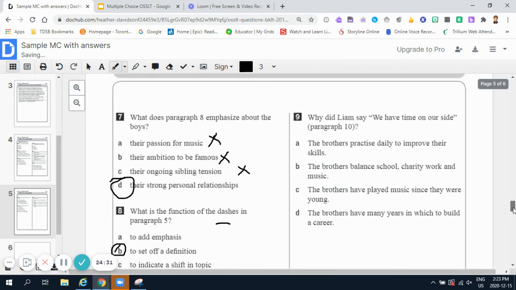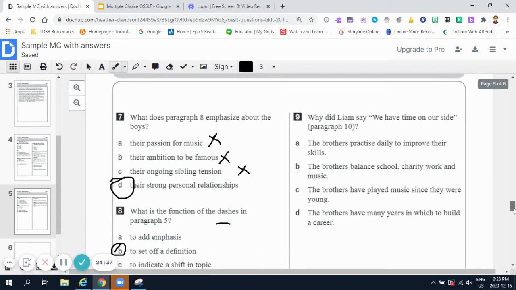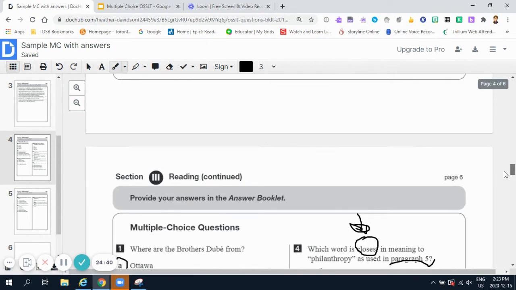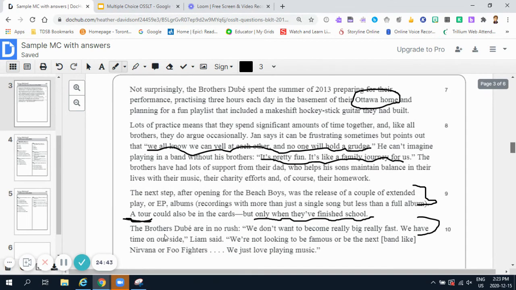Last question. Why did Liam say we have time on our side in paragraph 10? So let's just reread it so we can see the context. The brothers Dubé are in no rush. We don't want to become really big really fast. We have time on our side. We're not looking to be famous. We just love playing music.